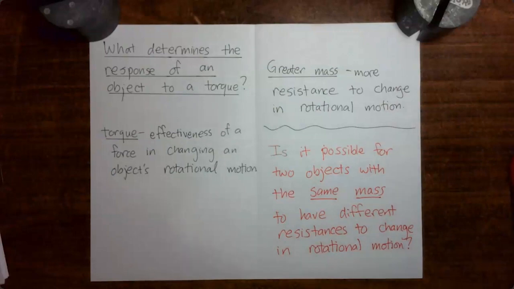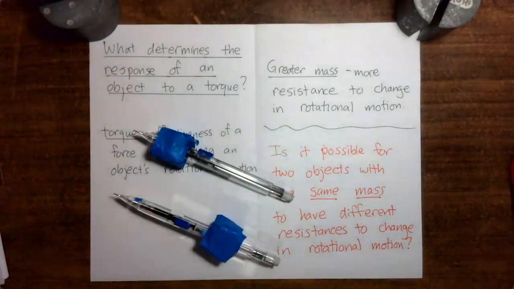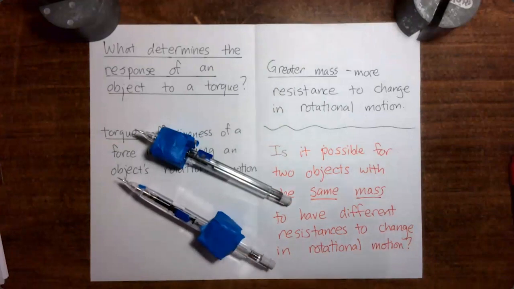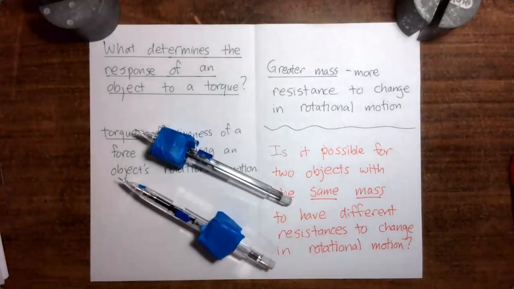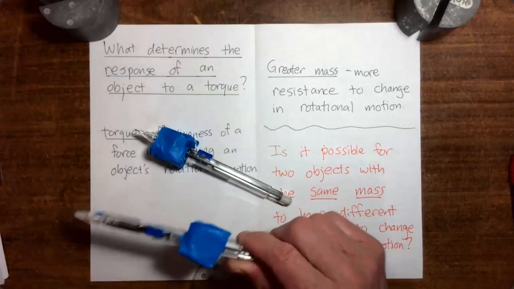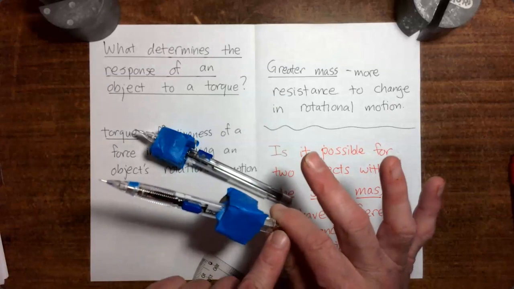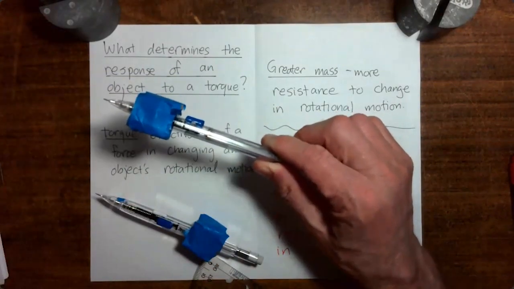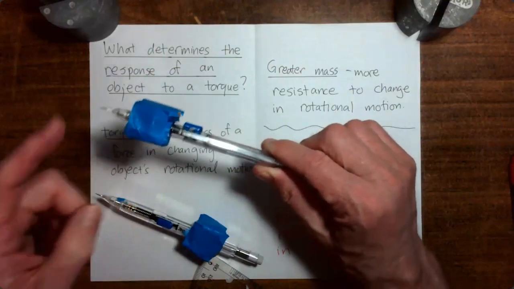Now let's ask a different question. Is it possible for 2 objects with the same mass to have different resistances to change in their rotational motion? To answer this question, we're going to pull out the pencils that have the stacks of coins taped in different locations. So this pencil here has a stack of 8 quarters taped onto it, close to the eraser end of the pencil. And this pencil here has a stack of 8 quarters taped closer to the tip end of the pencil.